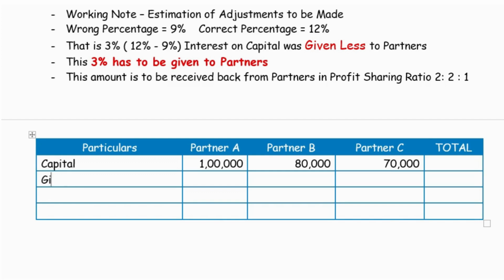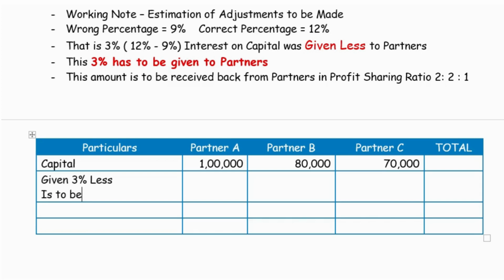So 3% less is to be given to partners. This 3%, they were previously given less. So now we have to calculate this 3% and give it to the partners. That is 3% of 1 lakh, 3,000. Here it is 2,400. Here it is 2,100. This total amounts to rupees 7,500. This 7,500, the partners already received in the proportion of profit sharing ratio.